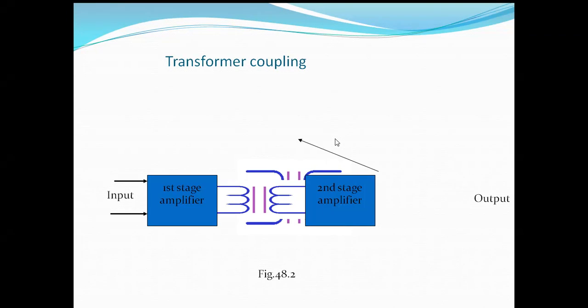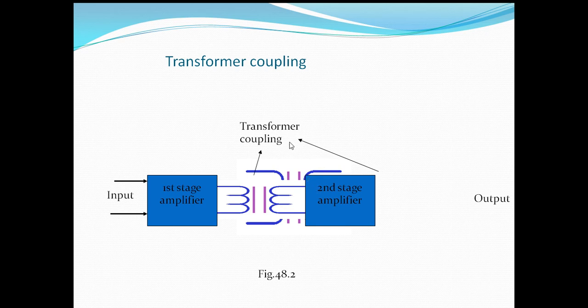As we just discussed, here the first stage of the amplifier takes the input signal. The second stage is here. In between these two is a transformer. It consists of a primary winding, a secondary winding, and in between these two, a core. This is called transformer coupling.